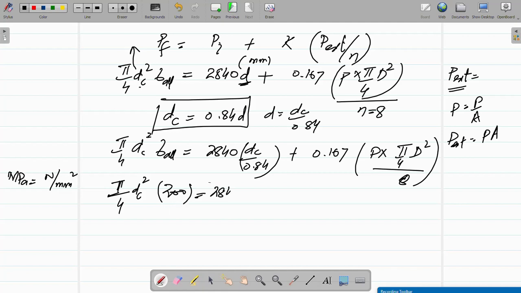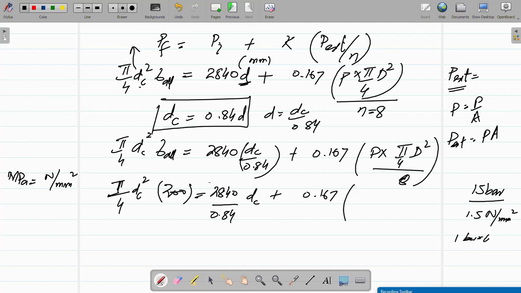So 2840 divided by 0.84 times DC plus 0.167 into, now pressure is 15 bar. Now bar is not the standard unit. So if you convert the bar into standard units, it's equal to 1.5 Newton per millimeter square. How do you know that? Because 1 bar is equal to 10 raised to power 5 Newton per meter square. Clear? So 1 bar is 0.1 megapascal or Newton per millimeter square. So multiply 0.1 by 15 is 1.5.